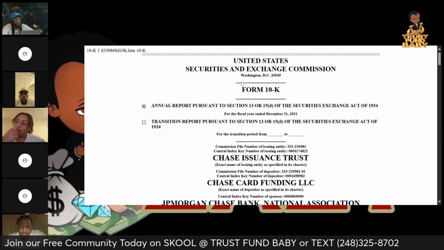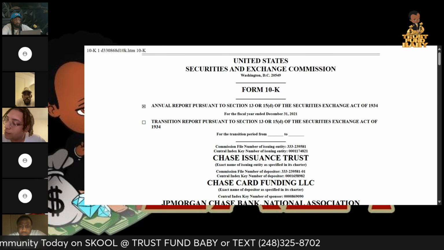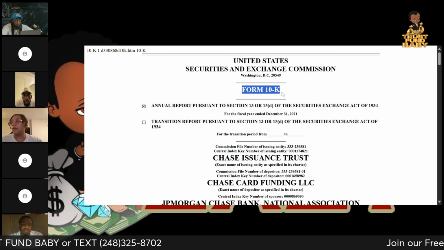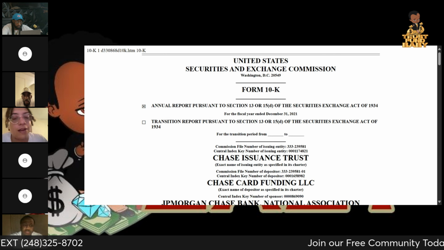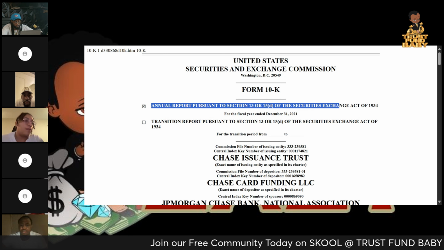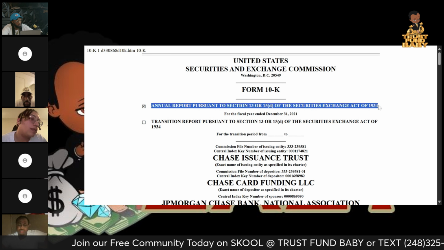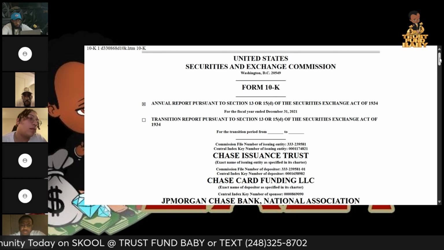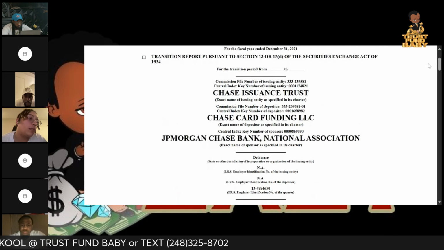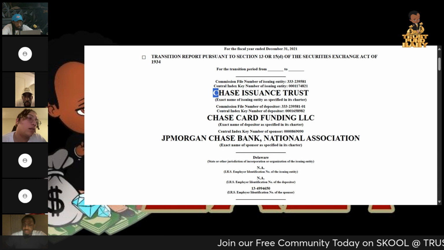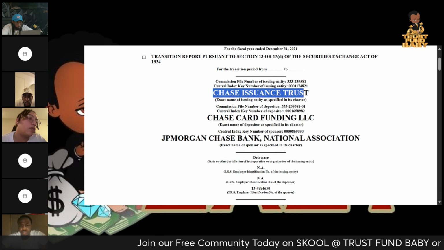Action. So right here, United States Securities and Exchange Commission. This is a Form 10-K. It says annual report pursuant to Section 13 or 15(d) of the Securities Exchange Act of 1934. This is why I said you need to be sure to read the Securities Exchange Act. So right here, commission file number, and this is of the issuing entity, right? It is Chase Issuance Trust.